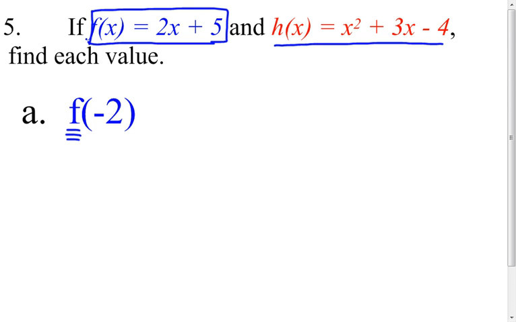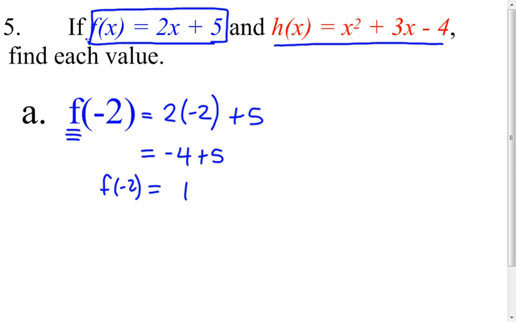All that's asking you to do is plug in negative 2 into that equation and tell me what you get as a result. Okay? So f of negative 2 means I'm going to take negative 2, plug it in for x, and simplify. Okay, so 2 times negative 2 is negative 4, plus 5 gives me 1. So f of negative 2 is 1.